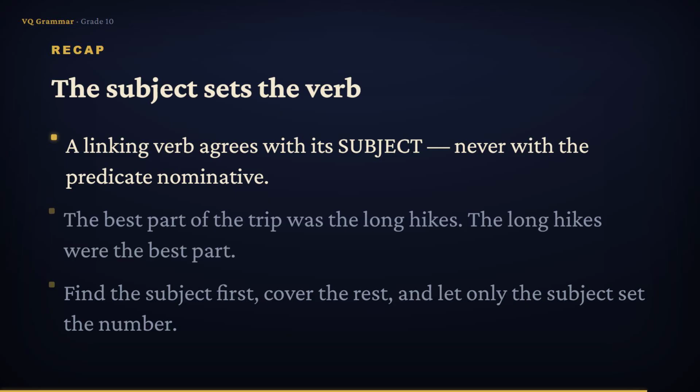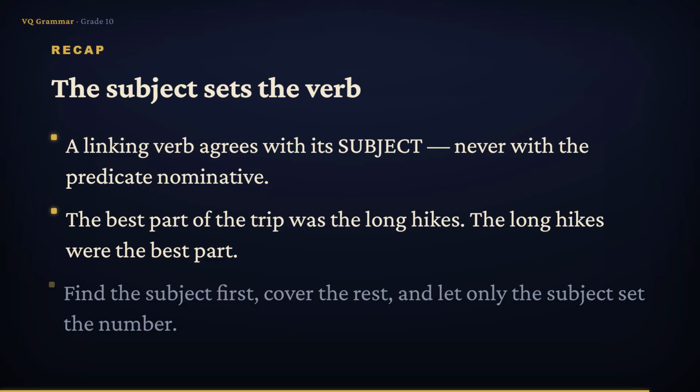Remember our pair. The best part of the trip was the long hikes. The subject is part, singular, so the verb is was. Flip it around and you get, the long hikes were the best part of the trip. The subject is hikes, plural, so the verb is were. Same idea, and the verb simply obeys whichever word landed in the subject slot.